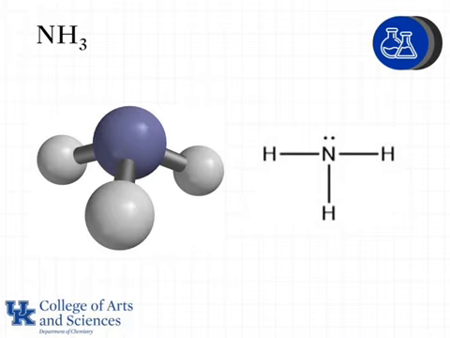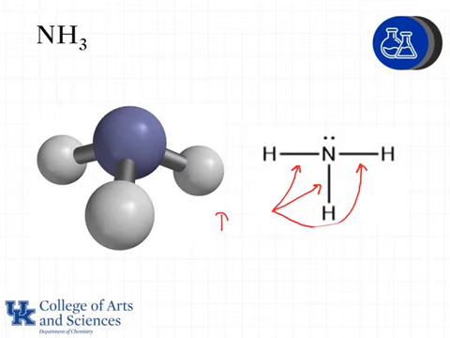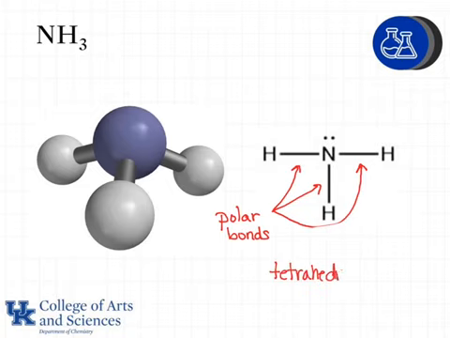NH3, also known as ammonia, also has a tetrahedral geometry because it has that lone pair which gives it 4 groups around the central atom. We see that each of the N-H bonds are considered polar bonds, but remember this has tetrahedral geometry with our 109.5 degree angles. Even though there are only 3 bonding groups, we need to still consider this as a tetrahedral.